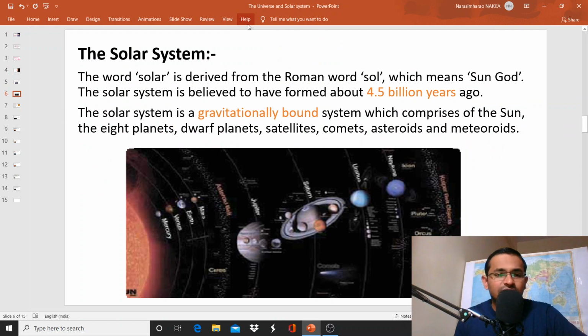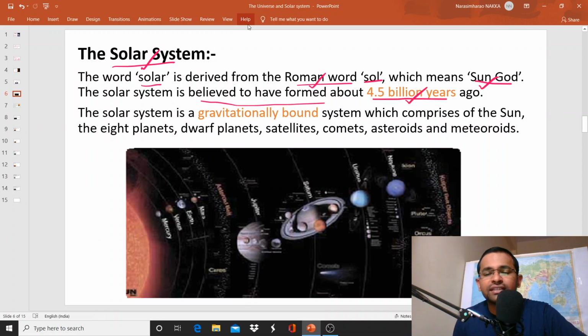And the next is solar system. The solar system is part of the Milky Way galaxy. So what is the meaning of the word solar? Solar is a Roman word which means sun god. The solar system is believed to have formed about 4.5 billion years ago.